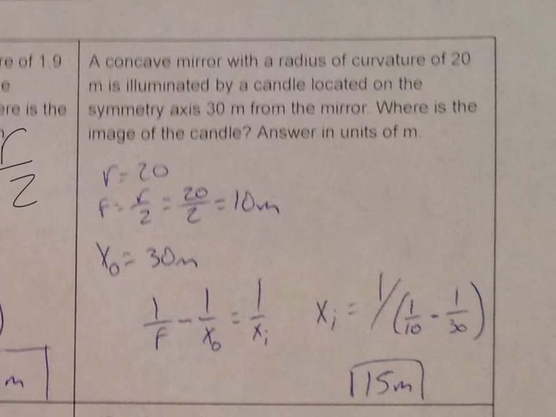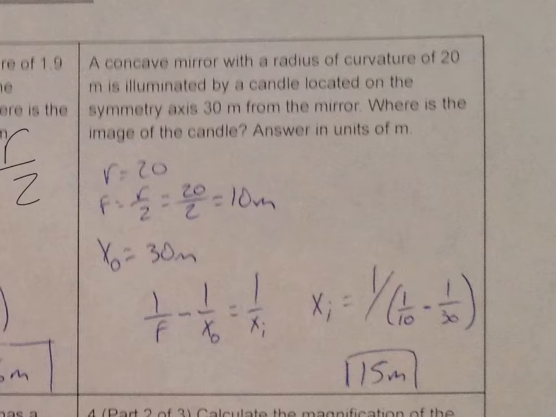Alright, this is what you should have seen on number 2. We use our equations. R is equal to 20, so we find that F is equal to R divided by 2, or 10. I put that 10 there. The object is located 30 meters from the mirror, on the axis of symmetry, so you would put that in here for XO.